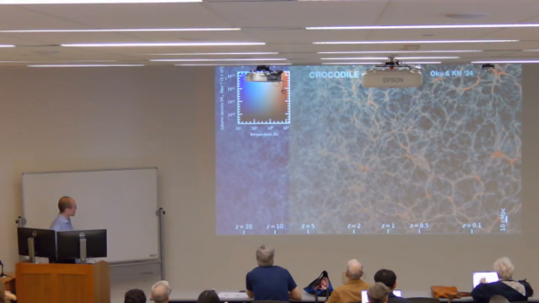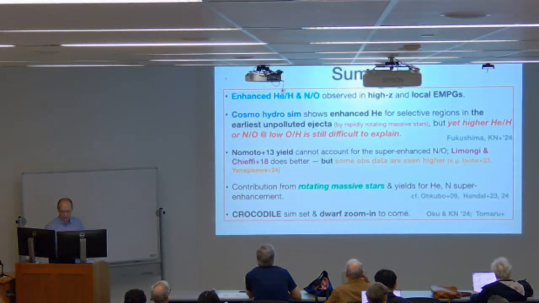Okay? There's a press-release-purpose image, not physically so accurate, but it shows the evolution of massive structure from high z to low z. Okay. So here's my quick summary of the talk.